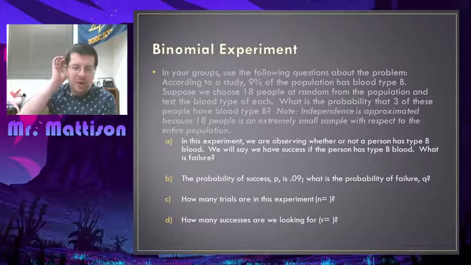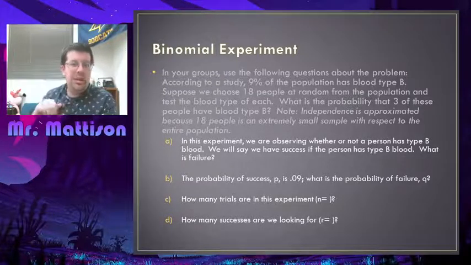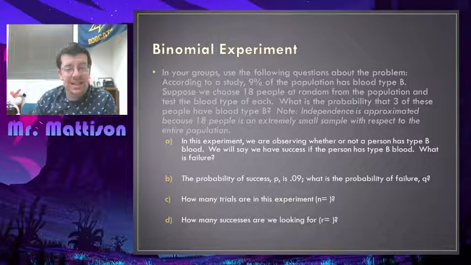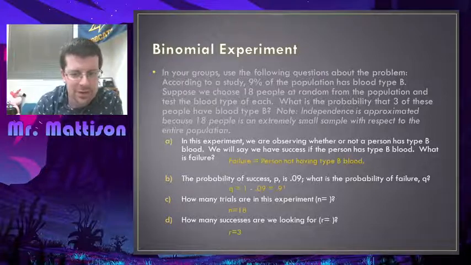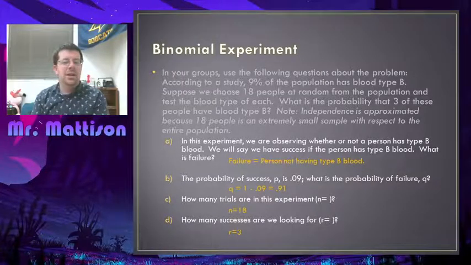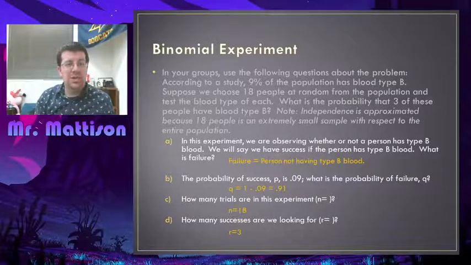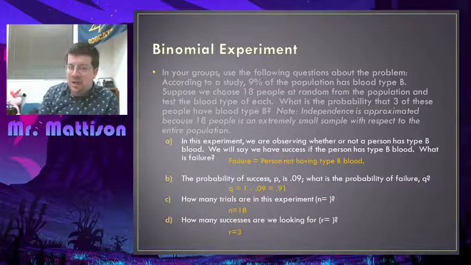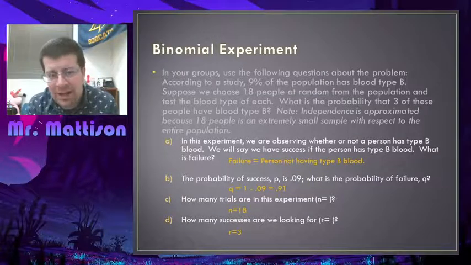And then how many trials are in my experiment? Well, I have 18 people, right? And then I'm looking for the probability of getting 3 successes out of those 18 people. So that's going to be what my R is. Those are the variables you want to be able to define in order to do these types of problems. Now we really haven't gone over how to do these types of problems. That's where we're going to head next.